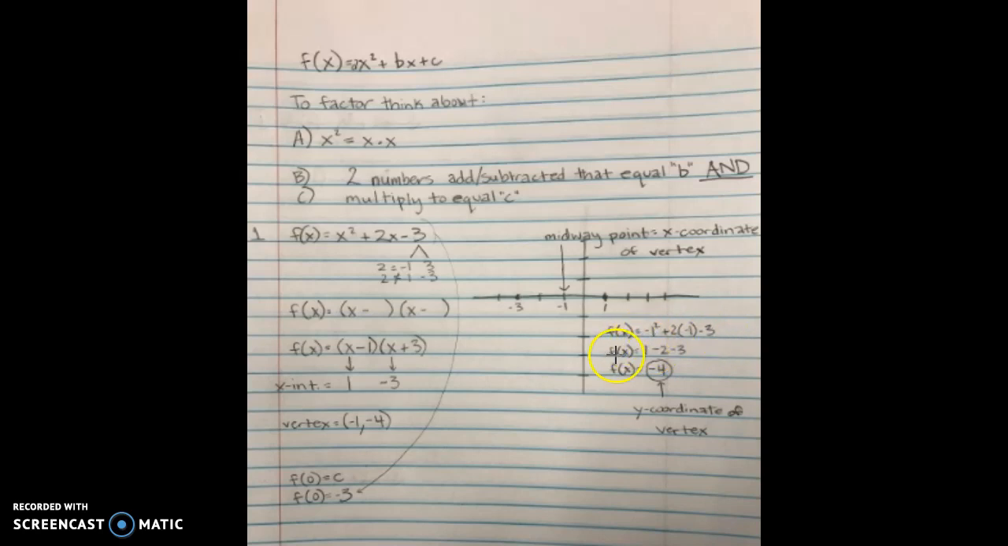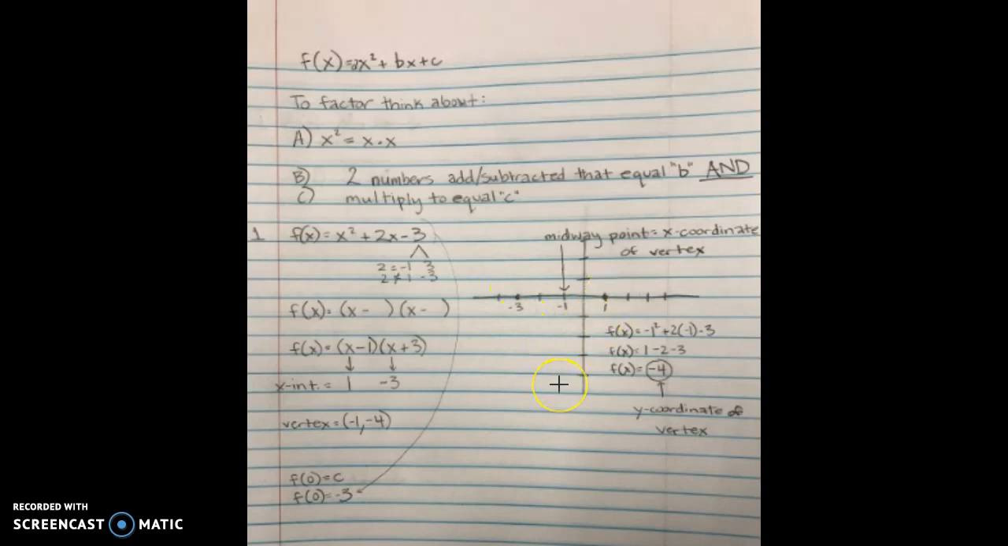And when I multiply that all out, that gives me 1 minus 2 minus 3. 1 minus 2 is negative 1. Minus 3 is negative 4. And so the y-coordinate of my vertex is going to be negative 4. And I wrote that out here. My vertex is negative 1, negative 4. I didn't put the point down here, but if I did, it would belong right here. That's the vertex of my function.